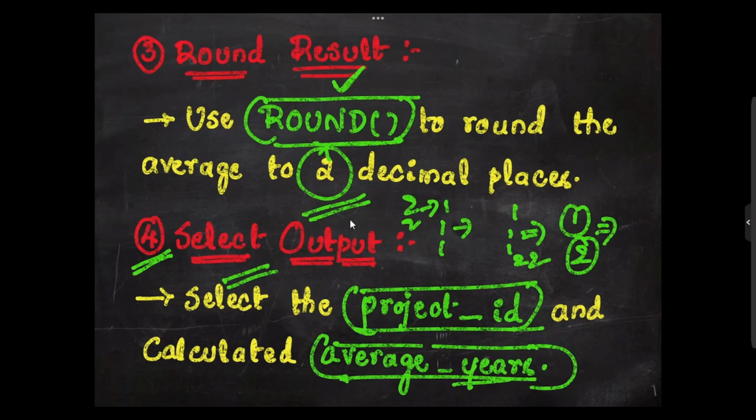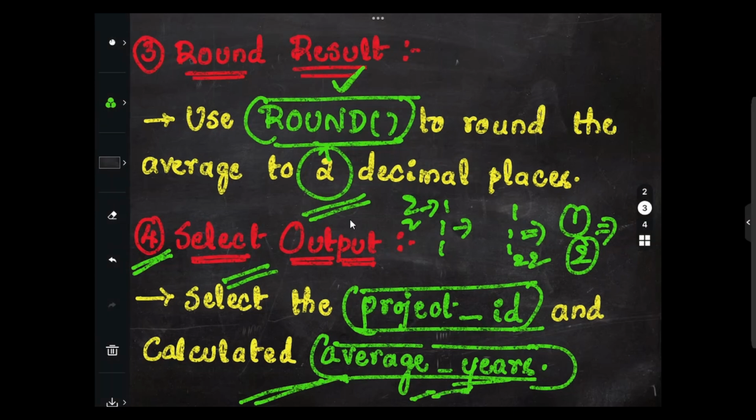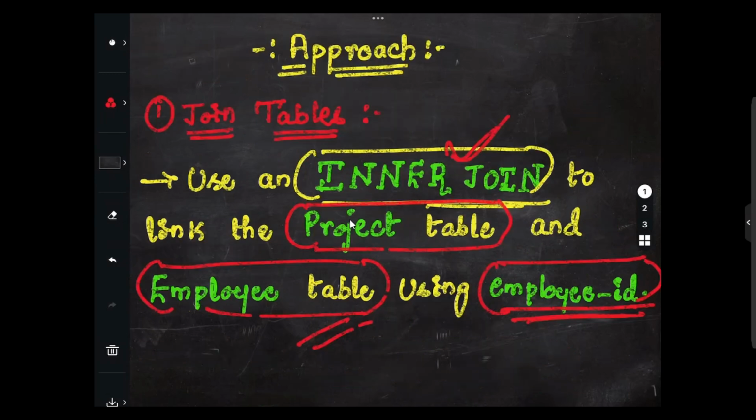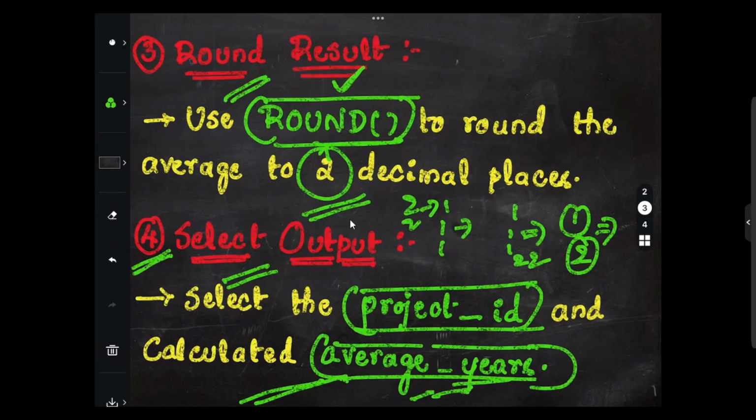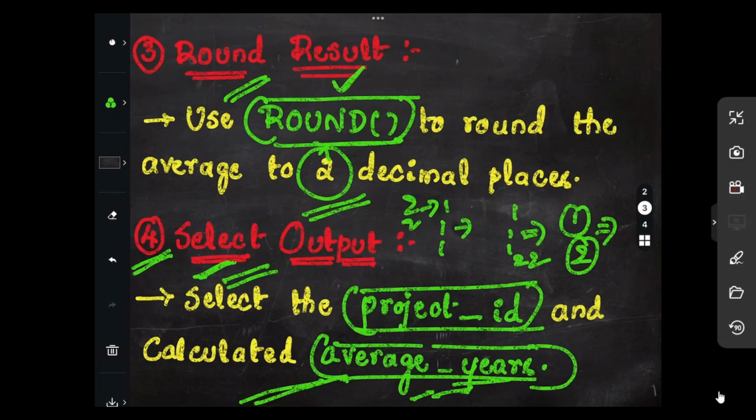Select output: we have to select the project ID and calculate the average years in this case. So these are the 4 steps we'll be going with mainly. This is the approach. First one, join tables. Second one, group data. Third one is round result, and fourth one is select output. Now let's start writing the query.